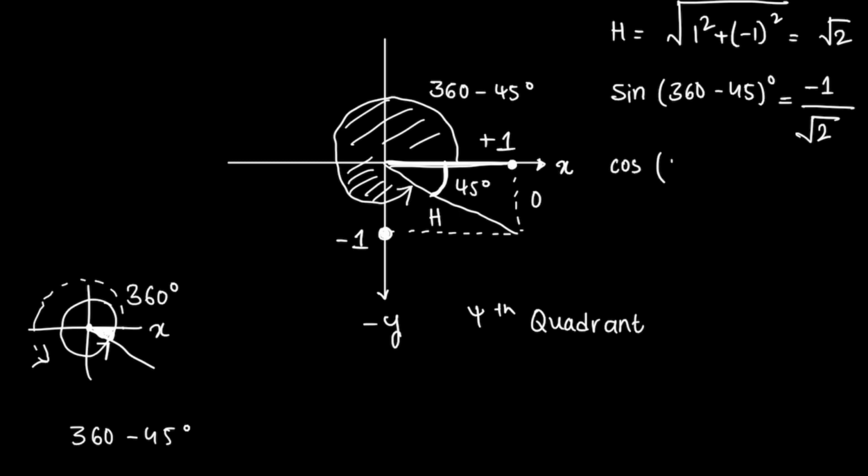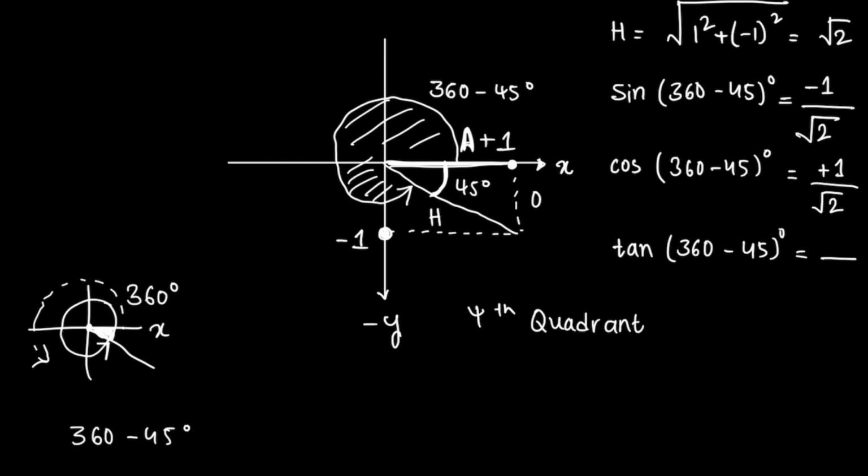Now let's find cosine of 360 minus 45 degrees. Cosine is adjacent by hypotenuse. The adjacent is +1 in this case, and the hypotenuse is root 2. Finally, we have tan of 360 minus 45 degrees. Remember that tan is sine over cosine. In this case, both have the same magnitude, so they're going to cancel out, but they have different signs. So the negative sign is going to remain, and we're going to have -1. To summarize, the fourth quadrant has sine negative, cosine positive, and tan negative.